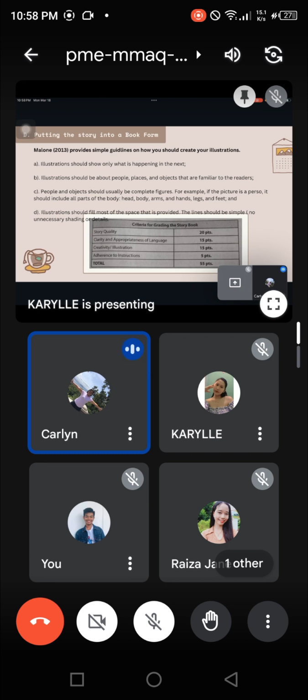Bakit? Mawawala ng gana yung mga learners natin pag hindi nila alam kung ano yung mga nakikita nila. Pero pag nakita nila, familiar sila, halimbawa, puno, bahay, bola, kung ano-ano pa. Since alam nila yun, magkakaroon sila ng gana or mamomotivate sila magbasa kasi alam nila yung mga bagay na nakikita nila sa illustrations. Pangatlo, people and objects should usually be complete figures.